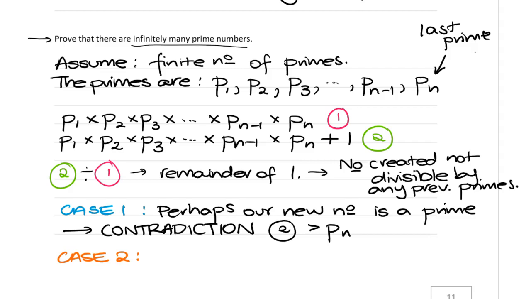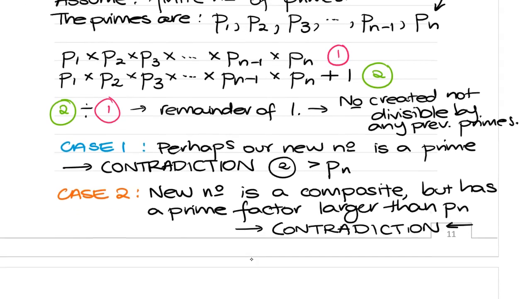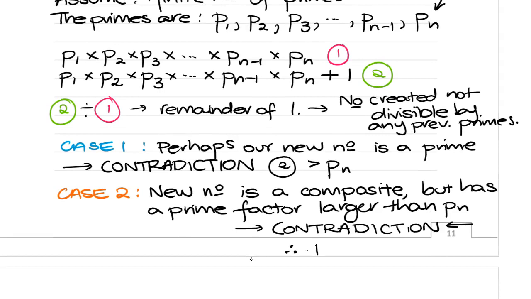Now there's a second possibility of what could be going on here. Perhaps our new number is a composite number, so not a prime, but it has a factor, which is a prime number, which is larger than Pn. This would again be a contradiction because we said that Pn was our largest prime. But if our number, which we created in 2, that all of the primes multiplied together plus 1, is a composite, then it must have prime factors. But those prime factors were not included in that list we had already, so it must be a number larger than Pn. But we said Pn was the largest, so contradiction. So we can conclude with, therefore, there are infinitely many primes.